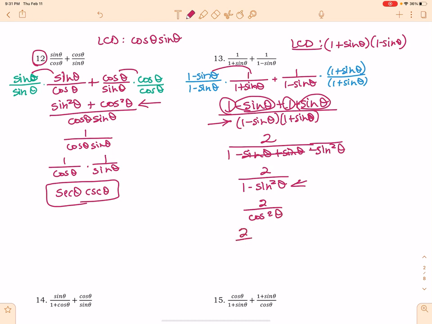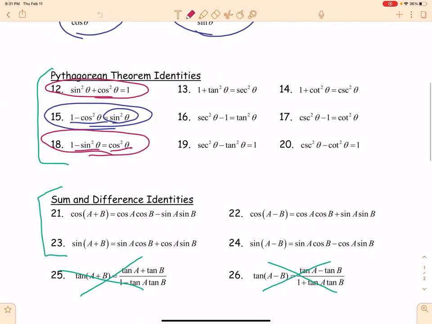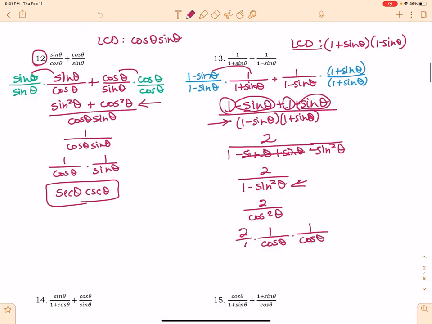So another way to think of this is this right here. You could write it separately that way if you wanted to, because 1 over cosine, of course, is secant. So I've actually got 2 times secant theta times secant theta, which is 2 secant squared theta. Awesome.